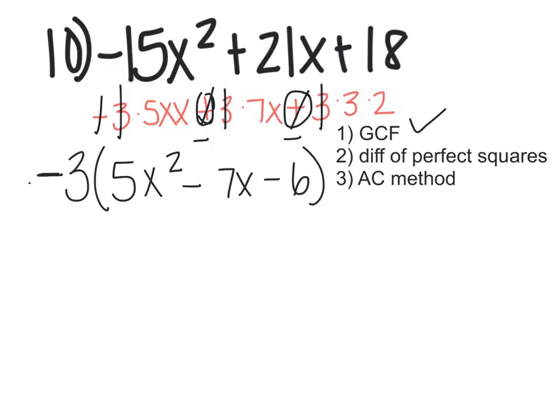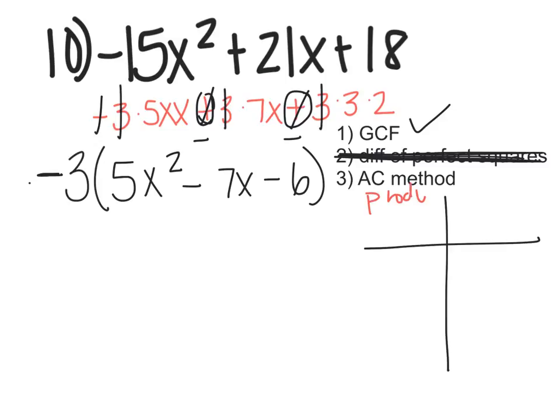So I took care of my GCF. I need to figure out if it is a difference of perfect squares. Well, we've said difference of perfect squares has 2 pieces, 2 terms. This has 3, so that's out. I need to try the AC method. So I need to find the product, which I want my product to be equal to 5 times negative 6, which is negative 30. And then I need these same 2 numbers to have a sum of negative 7.